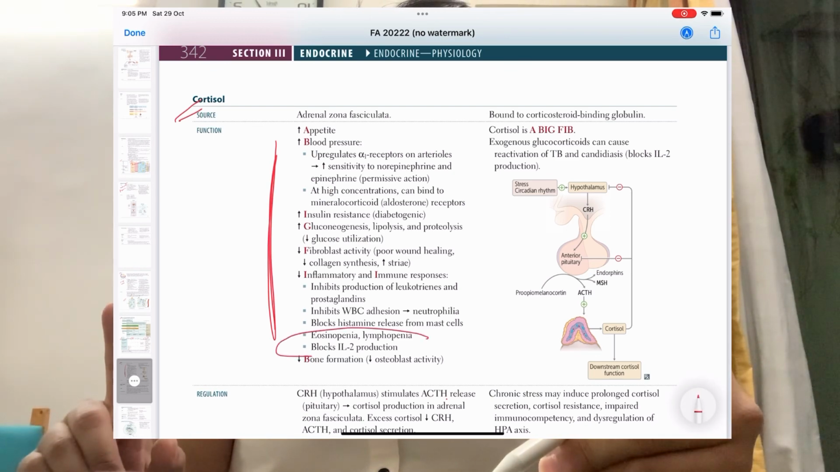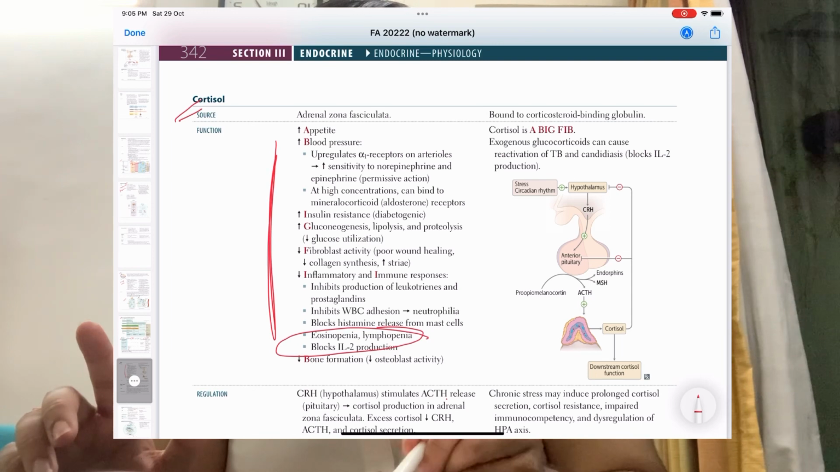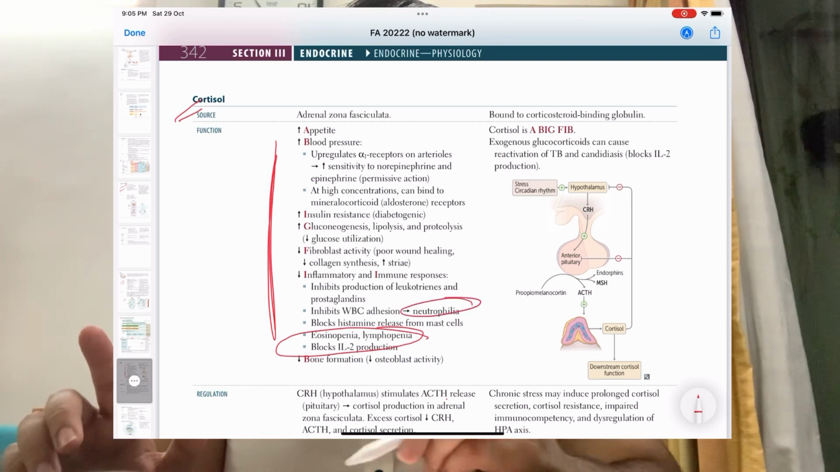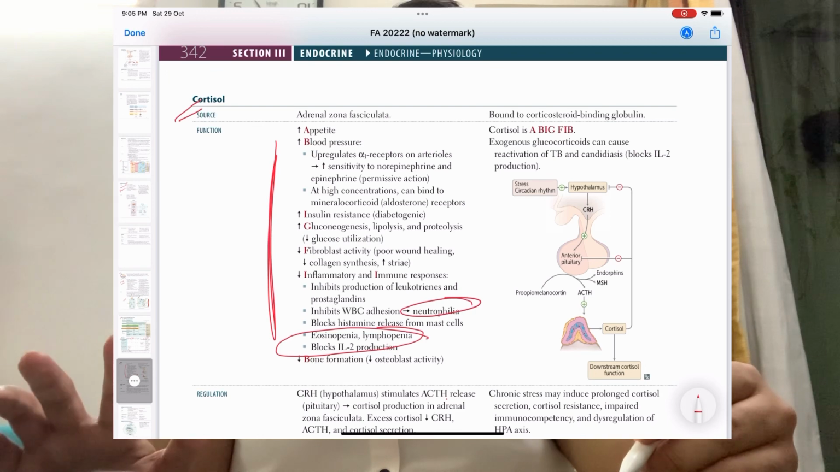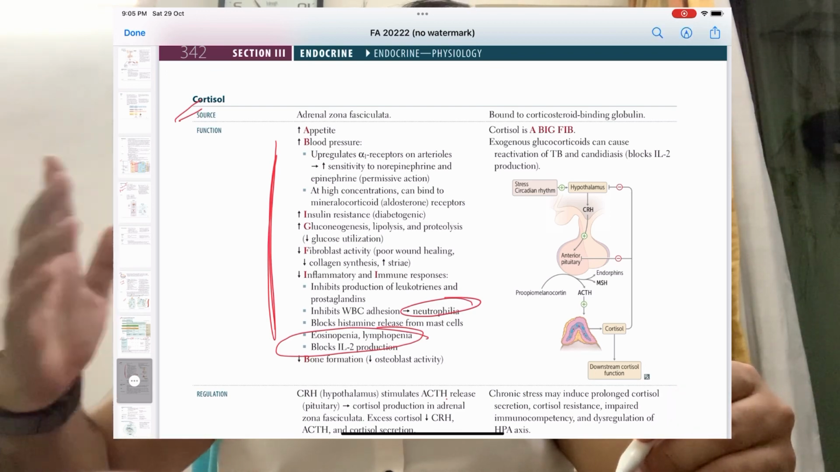One important point over here that everyone gets confused about is eosinopenia, lymphopenia, and neutrophilia. Alright, this is very high yield and very confusing at times. Alright, so make sure you know it is neutrophilia and not neutropenia, and it's eosinopenia, and that's all.